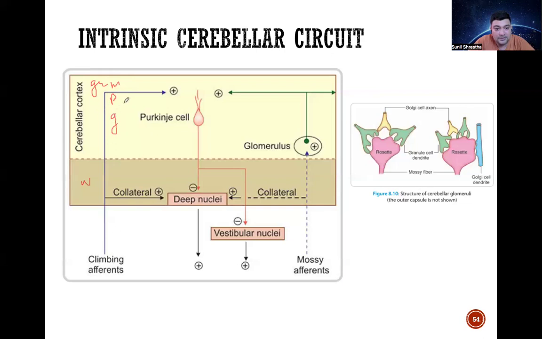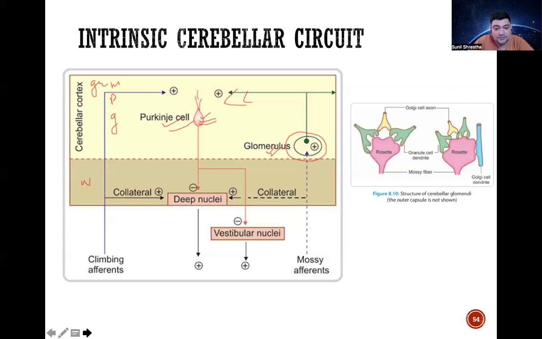The climbing fiber reaches the cerebellar cortex, and you can see it firing the Purkinje cell layer. The mossy fibers also provide collaterals to the deep nuclei. They form the glomerulus structure, and they can fire thousands of Purkinje cells with the help of the glomerulus. So this is the intrinsic cerebellar circuit present in the cerebellum. This is a very small part of it.